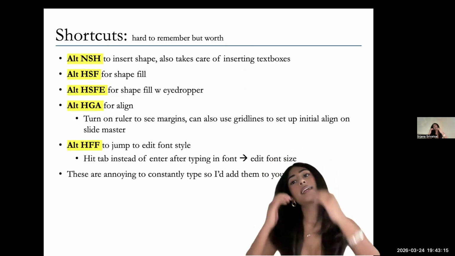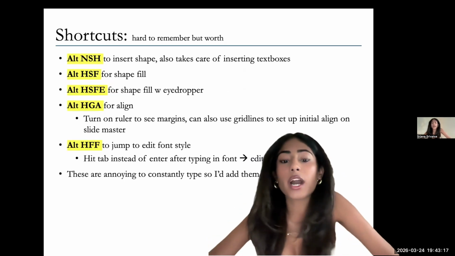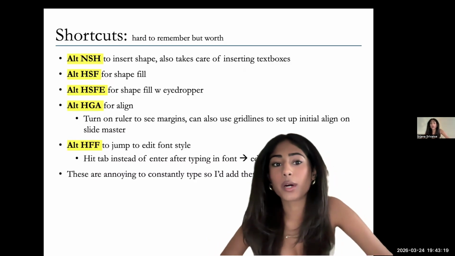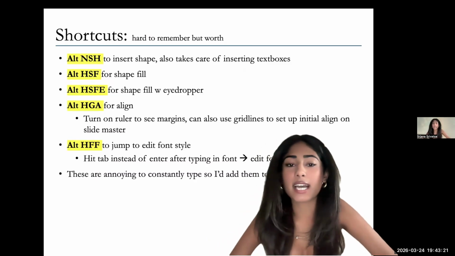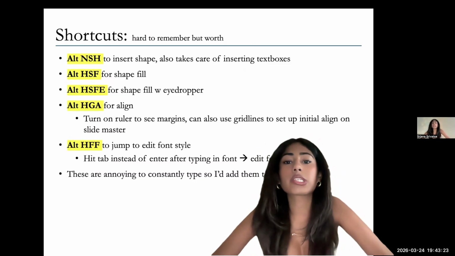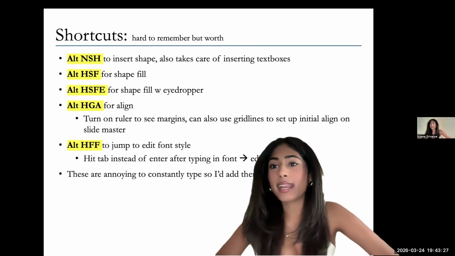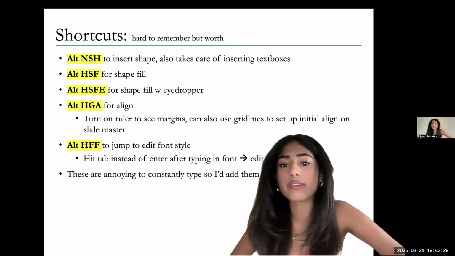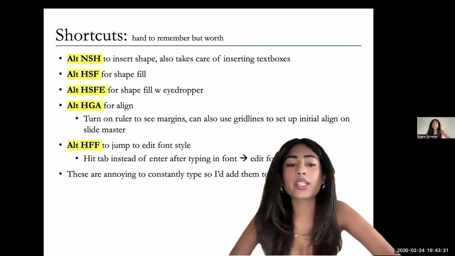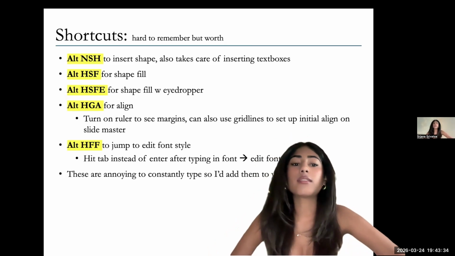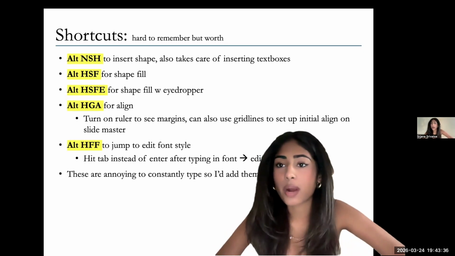These are more shortcuts that I think are very, very worth it. So I would add them to your quick access toolbar because they're a lot more annoying to constantly type out. Alt-NSH inserts a shape, and because a text box is a type of shape in PowerPoint, it inherits the shape properties, so this also takes care of inserting text boxes. Alt-HSF is shape fill, and Alt-HSFE is shape fill with the eyedropper.